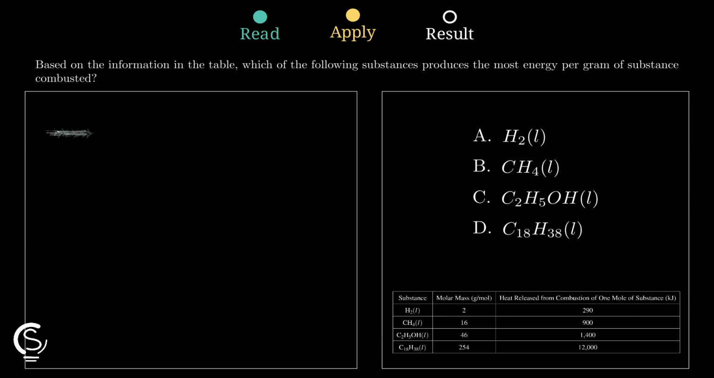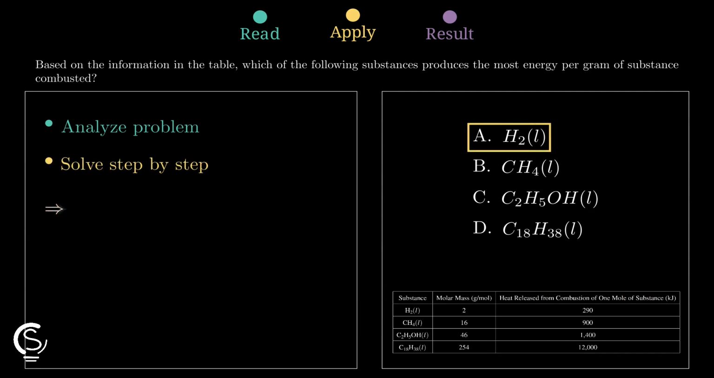Next, divide that molar enthalpy by the molar mass of each substance. This calculation gives us the energy per gram, which is exactly what the question is asking us for. After comparing all results, hydrogen yields the highest value. This makes option A the final winner. You solved it like a pro.